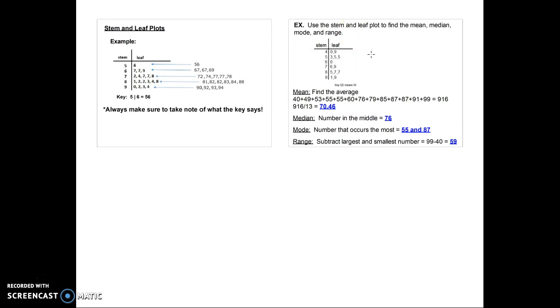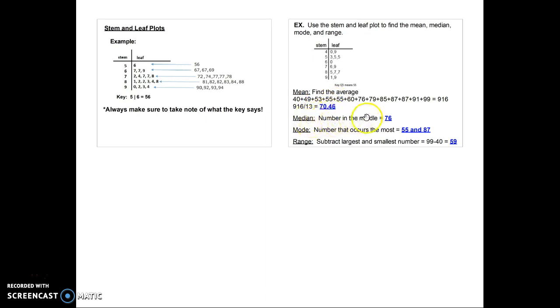So now we're going to take a stem and leaf plot and find the mean, the median, the mode, and the range. Now remember, to find the mean, you're just simply adding them all together and dividing by how many there are. So you're going to have to add 40 plus 49 plus 53 plus 55 plus 55, and go down the whole way through and add those together. That gives you a total of 916. And then if we count, there were 13 different values. So we just divide. The total divided by how many there are gives you a mean of 70.46.